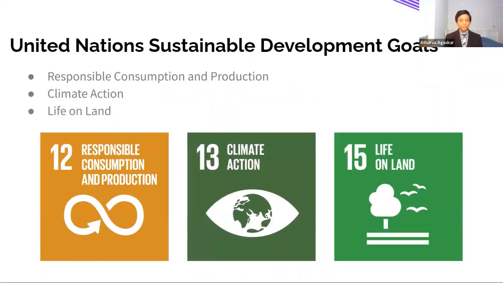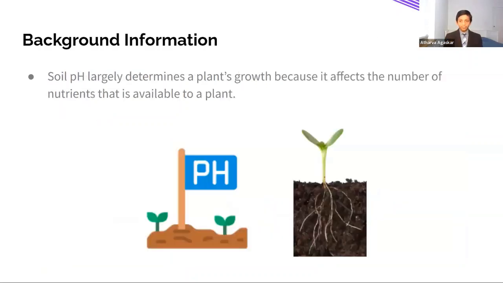My project also correlates with the United Nations Sustainable Development Goals, number 12, responsible consumption and production, number 13, climate action, and number 15, life on land. Some background information to my topic is that soil pH is a factor that largely determines a plant's growth because it affects the number of nutrients that is available to a plant.